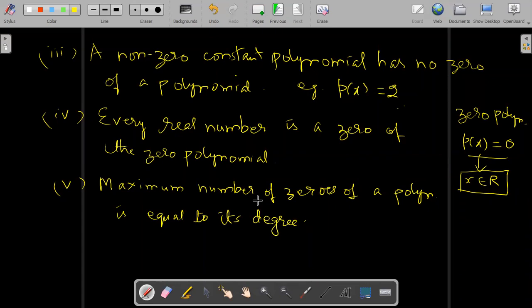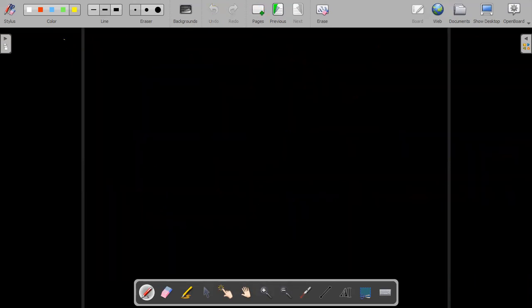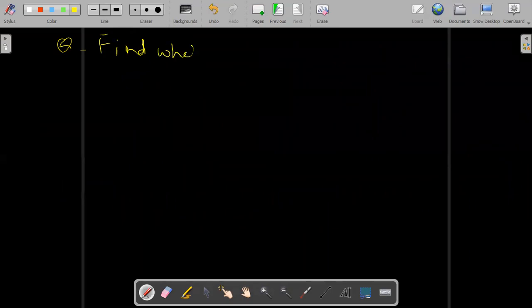So, I think you understood. Fine. We can take one question to understand more about the zeros. If we have to find whether it is a zero or not, what will we do? We will put the value in and find out whether its value is zero or not.